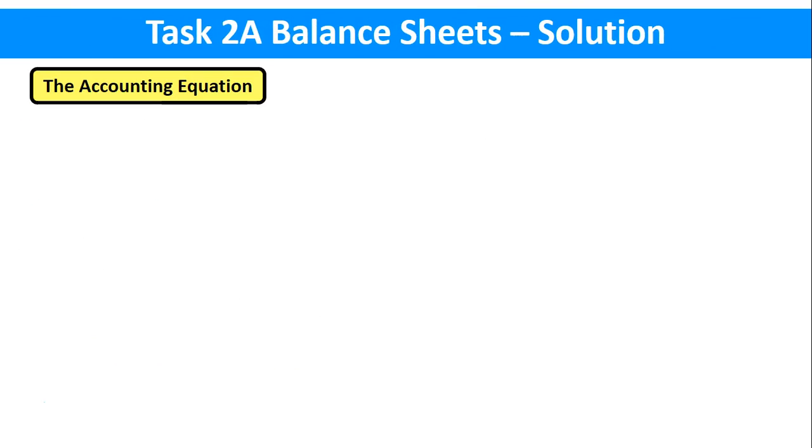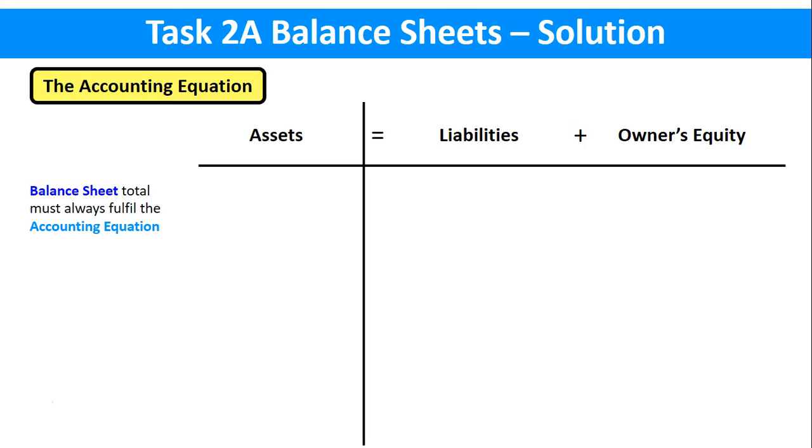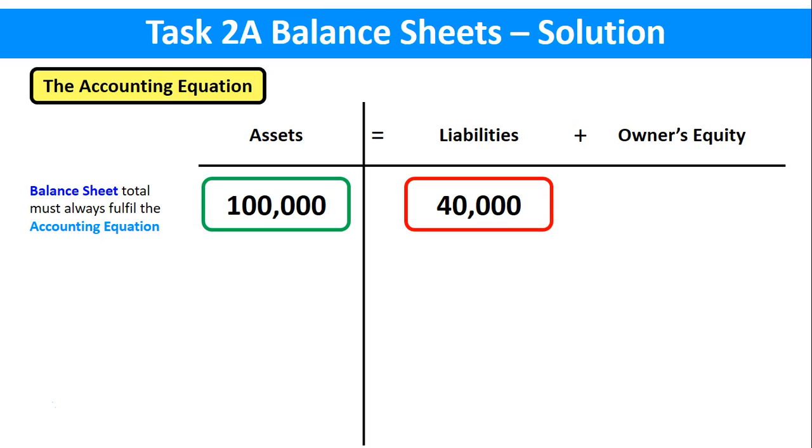And what backs up the balance sheet is what's called the accounting equation. And that says our assets must always equal liabilities plus owner's equity. So if we took that for an entire business, we could say the assets are $100,000, liabilities are $40,000. Well, that must mean the owner's equity is $60,000.